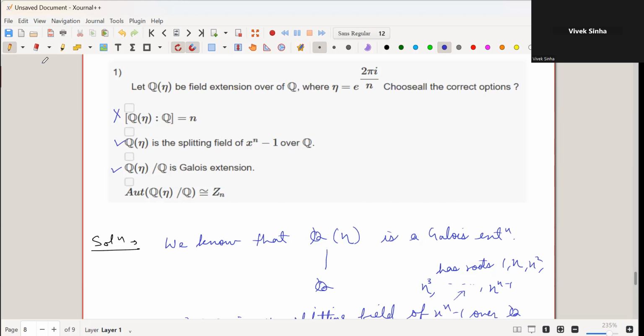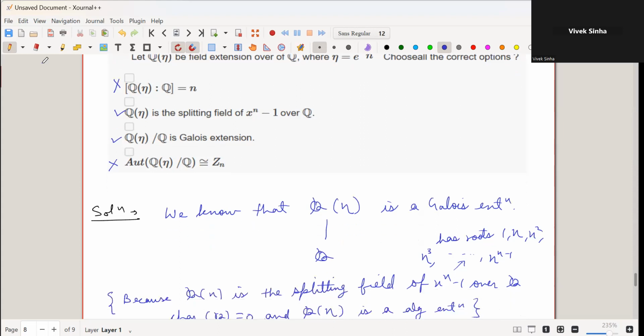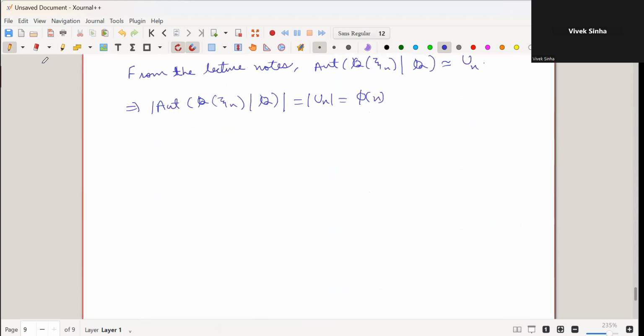So this is also not true, because it's isomorphic to U_n, which is not the same as Z_n. So the second and third options are correct. Okay, I hope that's clear, and we can move to the next question.